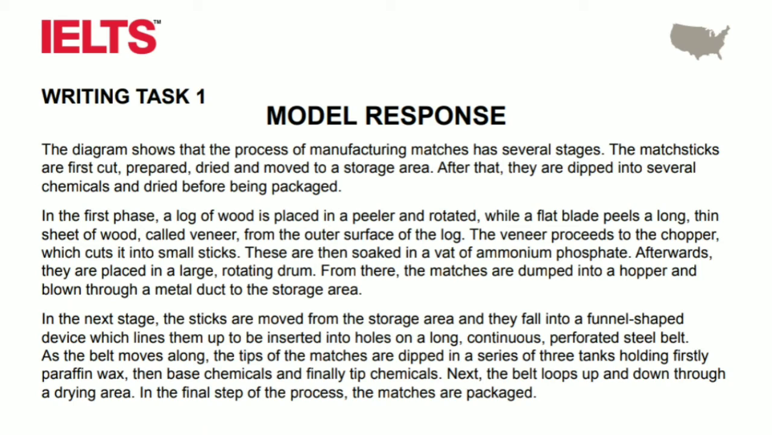As the belt moves along, the tips of the matches are dipped in a series of 3 tanks holding firstly paraffin wax, then chemical, and finally tip chemicals. Next, the belt loops up and down through a drying area. In the final step of the process, the matches are packaged. So this is how an answer is well organized. Every stage is identified very clearly and accordingly described in the answer. So this is what you have to do in the process chart. That's how it is written.